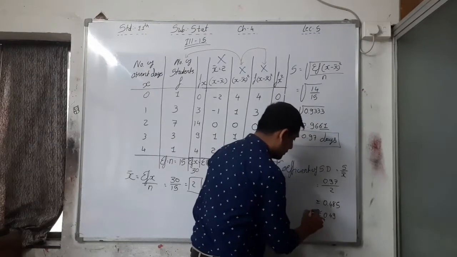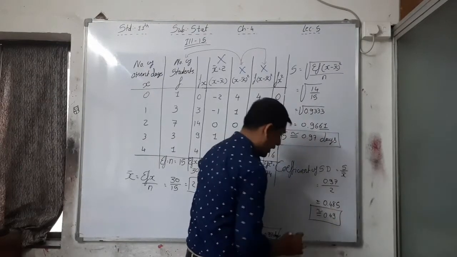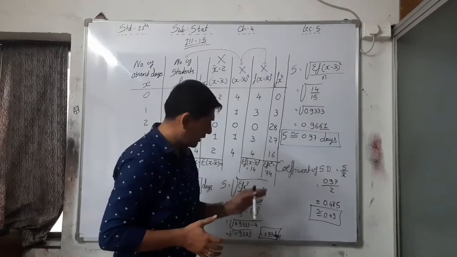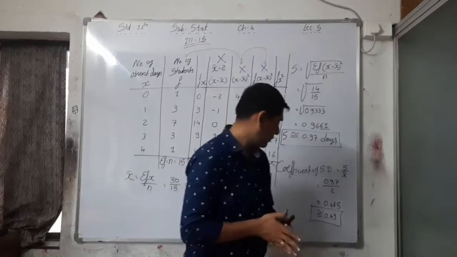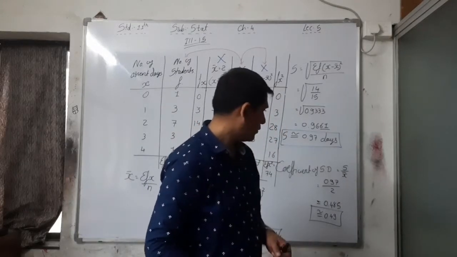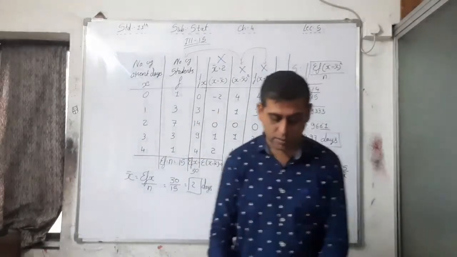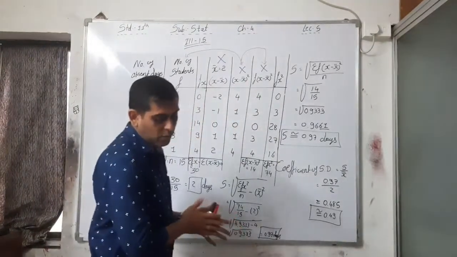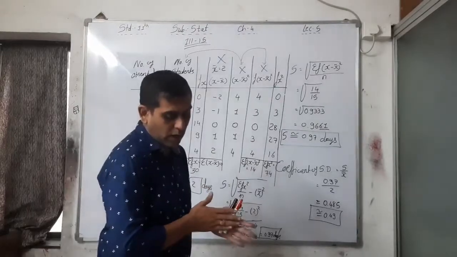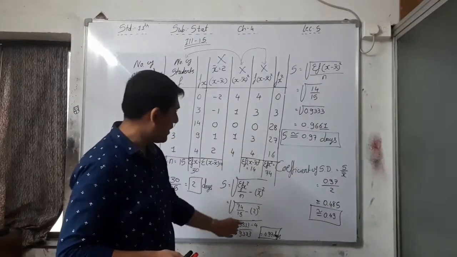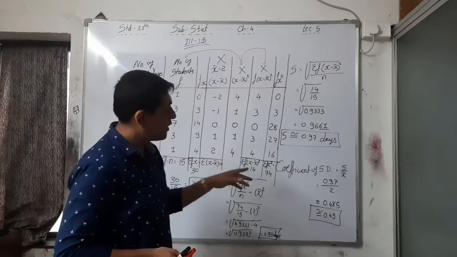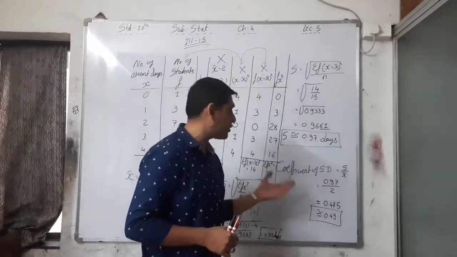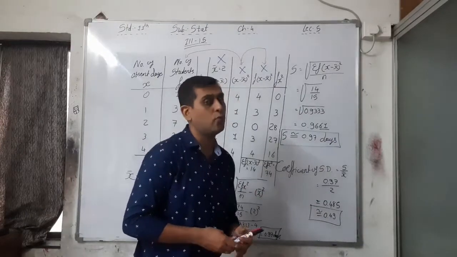So 0.49 is your coefficient of standard deviation. Okay, please write down these in your example book. Here we have to write down that thus the standard deviation of the number of absent days is 0.97 days, and then you have to write that thus the coefficient of standard deviation of absent days is 0.49.